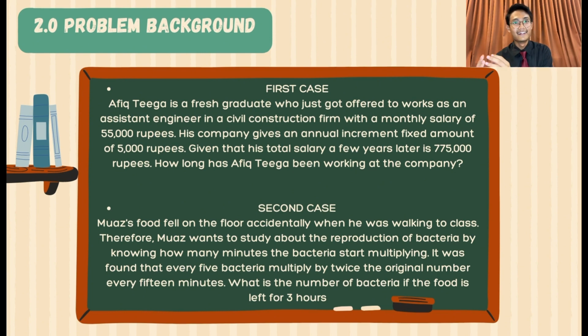And the second case is Muaz's food fell on the floor accidentally when he was walking to class. Therefore, Muaz wants to study the reproduction of bacteria by knowing how many minutes it takes for the bacteria to start multiplying. It was found that every 5 bacteria multiply to twice the original number every 15 minutes. What is the number of bacteria if the food is left for 3 hours?